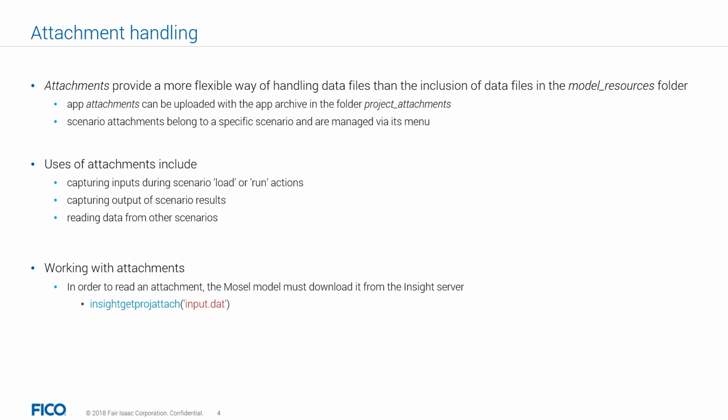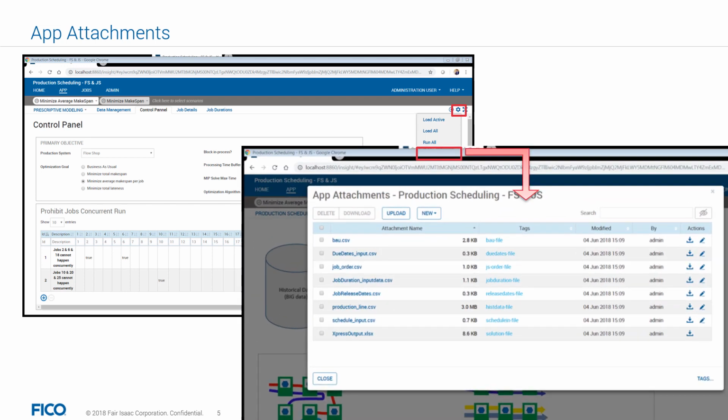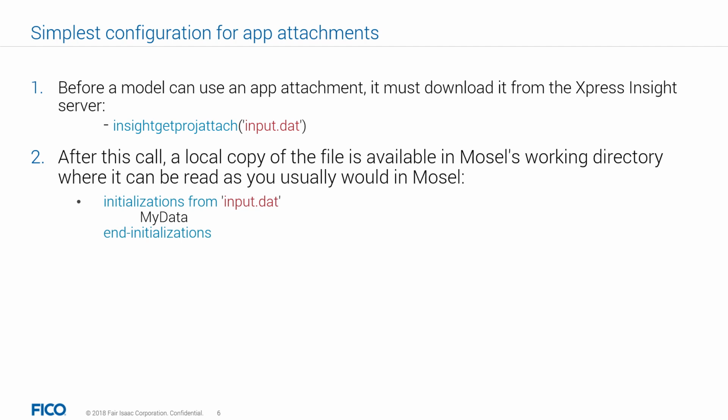So again, app attachments can be used as an alternative to model resources files to provide a source of input data. The advantage they have over model resources is that an app attachment can be updated via the web client, whereas model resources are final once the app has been created. Here is an example where there are multiple project attachments with specific tags. Users can download or upload new files and assign the already created tags to change data files that are being processed.